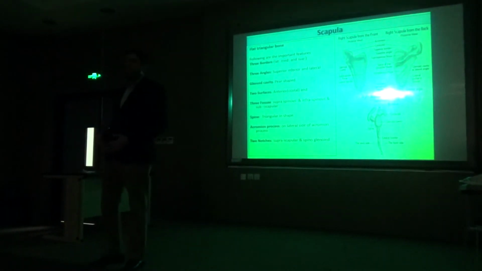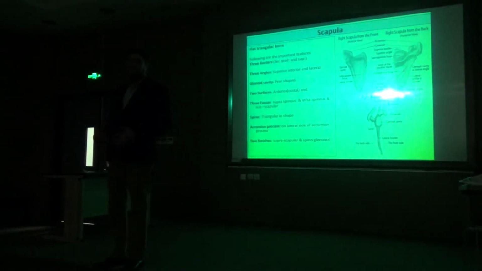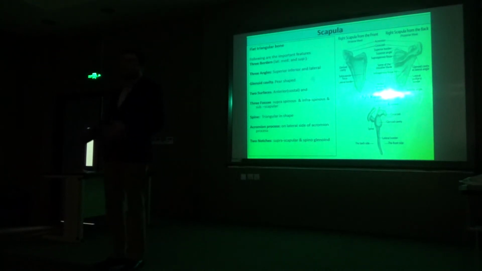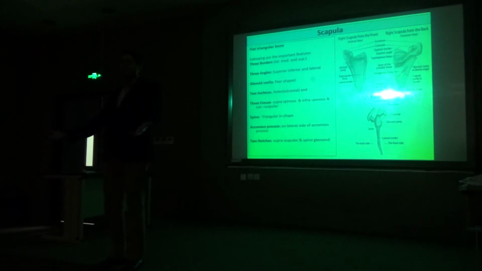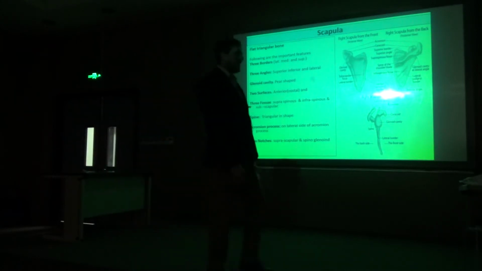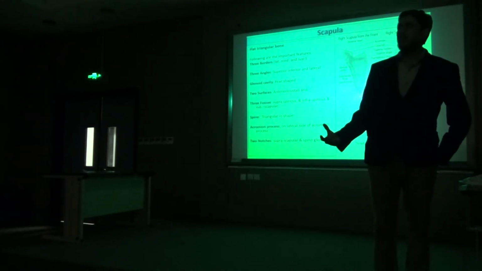Scapula is a triangular bone. It has 3 borders, 3 angles and 1 spine. The lateral end of the spine is known as the acromion process, and there are 3 fossae: subscapular, supraspinous and infraspinous. This is the scapula. And now the lateral angle has a glenoid cavity, which makes a joint with the humerus.